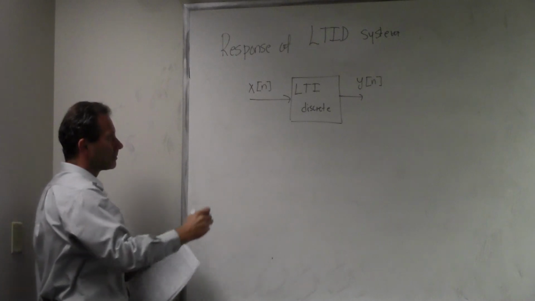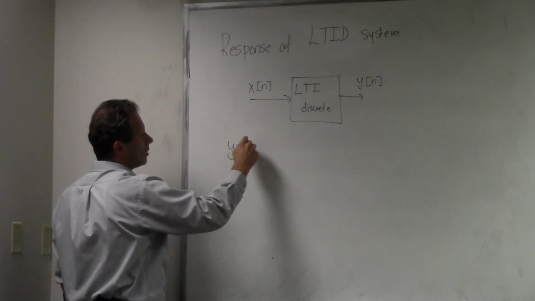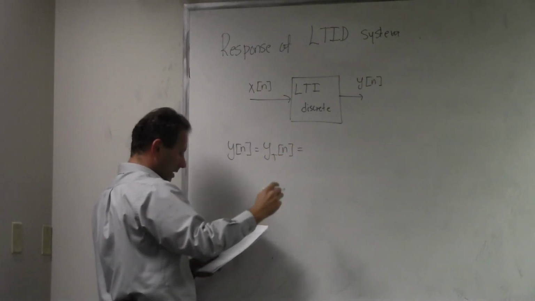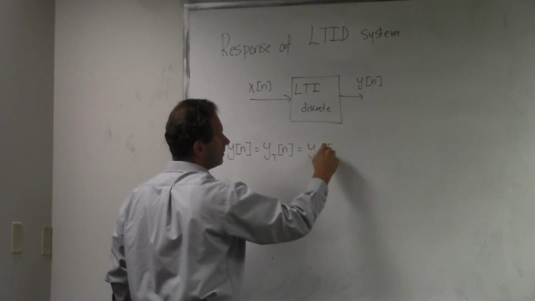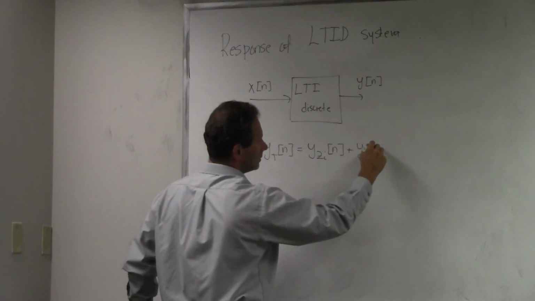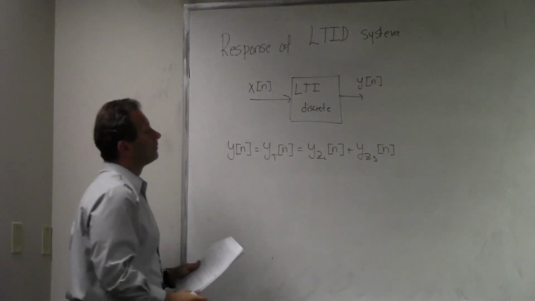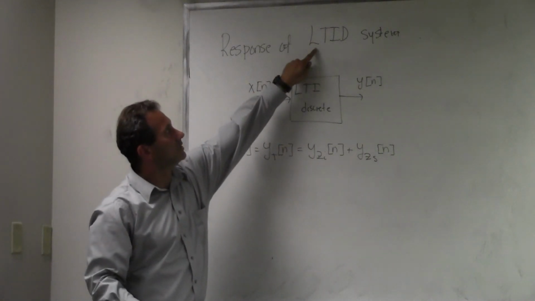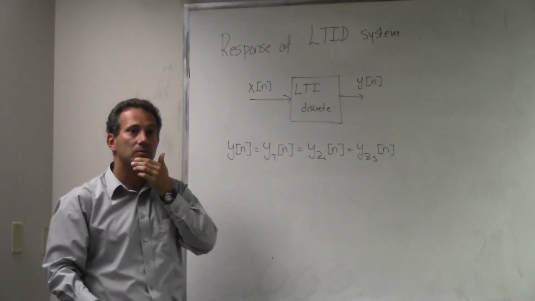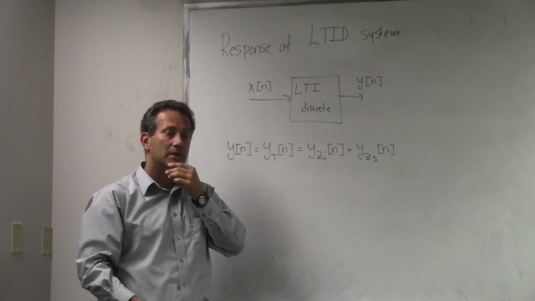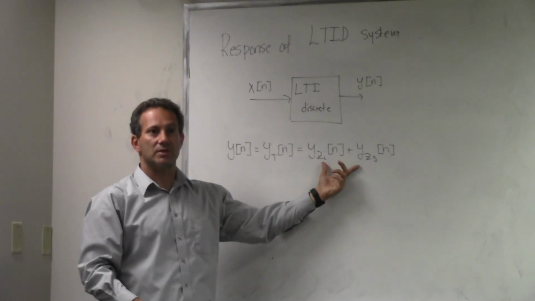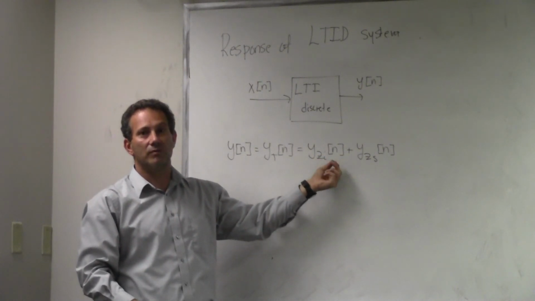In the general case, y of n, or we can say y total of n, is going to have two components. One is your y zero-input of n, plus y zero-state. Now, why was it important to say that this is a linear time invariant system? This is not always the case. If the system happens to be non-linear, then the superposition may not hold, and the response of the system may become some mixture of the two.